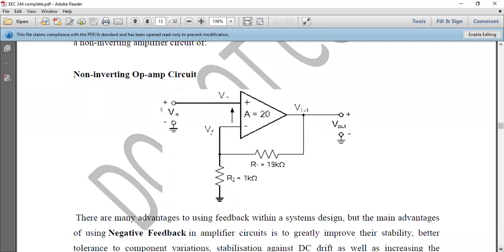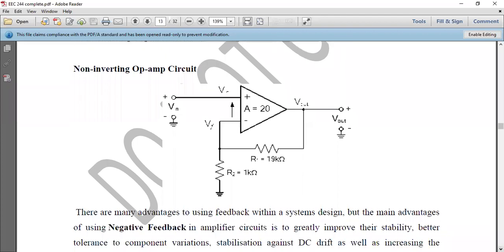The closed loop gain is equal to 20. The resistor R1 is equal to 19 kilo ohm. Resistor R2 is equal to 1 kilo ohm. So the gain of the amplifier has been reduced from a value of 320,000 to 20, but with very high stability added to the circuit.